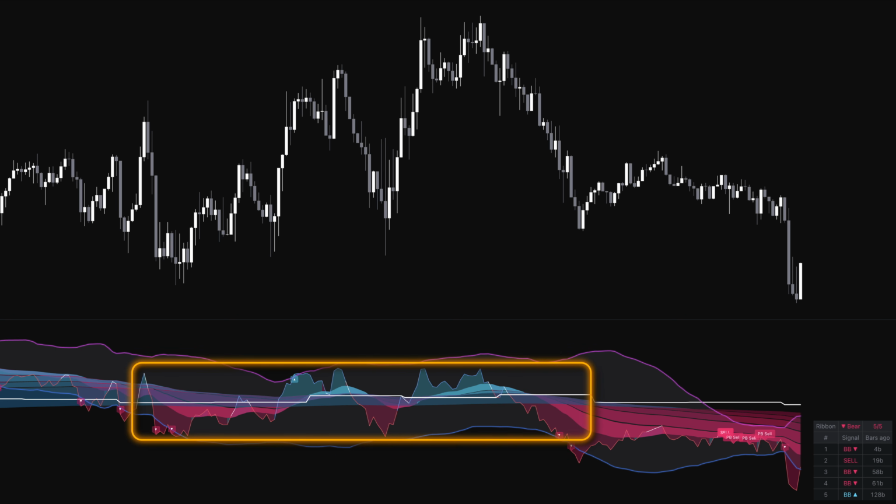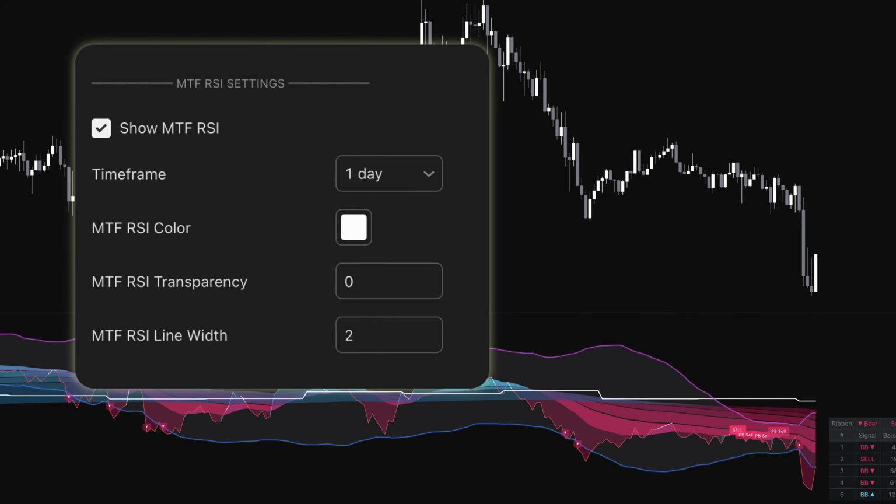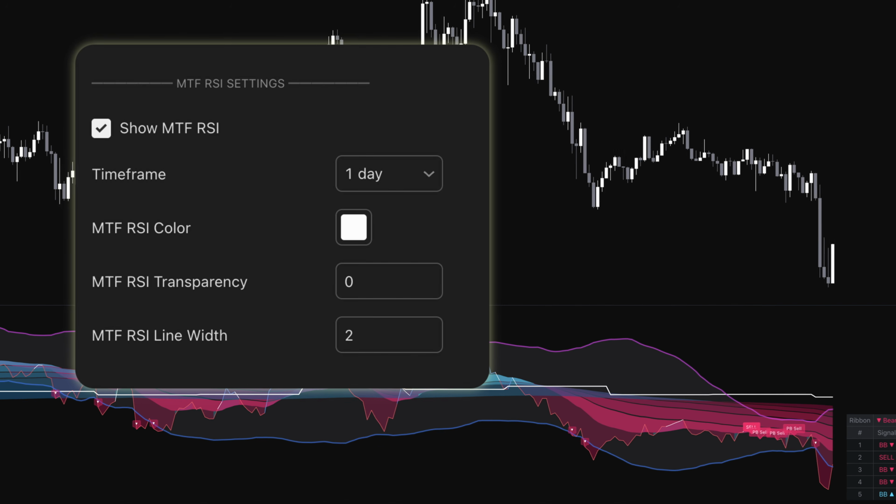When the current time frame and the higher time frame RSI are in disagreement, signals carry less weight and require more caution. Time frame, color, transparency, and line width are all configurable.